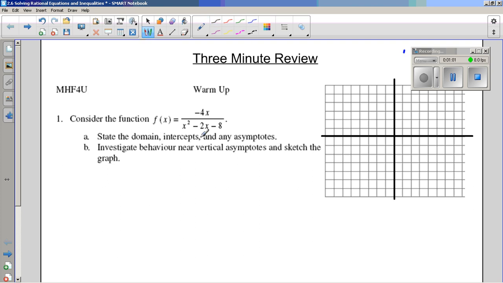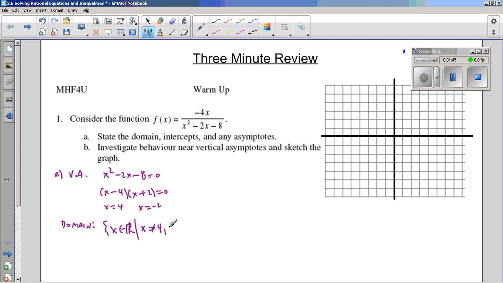Let's see, what do we got? We have the domain. Well, this function is going to be defined for all values except for when the bottom is 0, right? So let's find out where the vertical asymptotes are. The vertical asymptotes occur when this is equal to 0, and I'll solve that tiny little quadratic equation. No problem. X equals 4 and x equals -2. So the domain is those values where the function's undefined. I'll say the domain is x is a member of the reals, and x can't be 4, and x can't be -2. That's the domain.